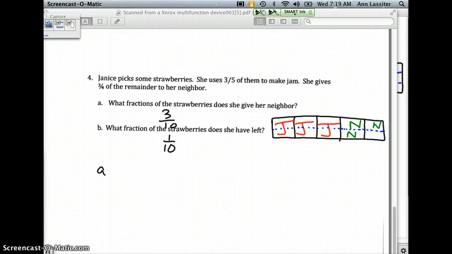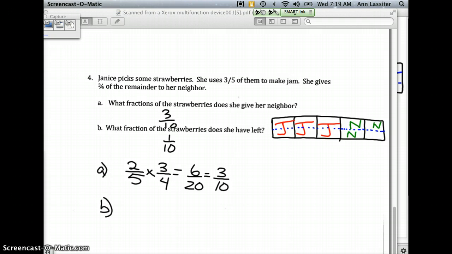Now, if I had done it without a drawing, what fraction of the strawberries does she give her neighbor? Well, she gives her neighbor 3/4 of the remainder. She used 3/5, so that means 2/5 was remaining, and she gave them 3/4 of them. When I multiply this, I get 6/20, which reduces to 3/10. Same answer as before from the picture.